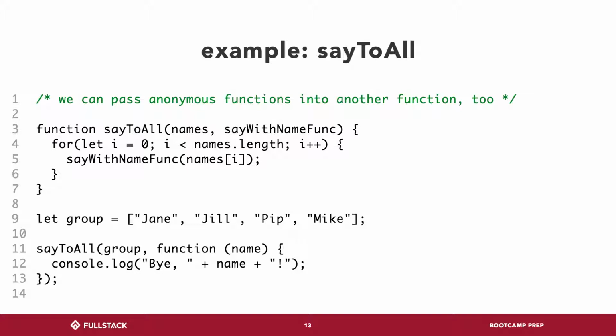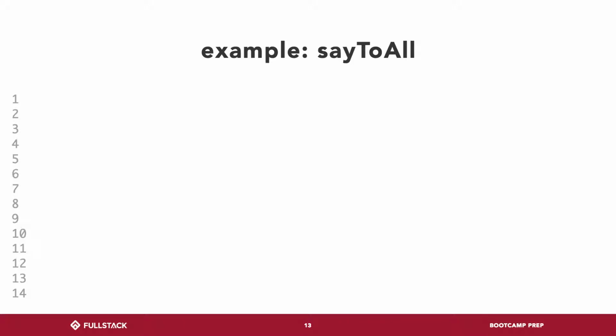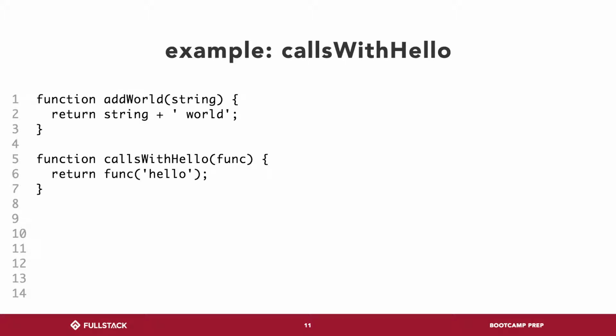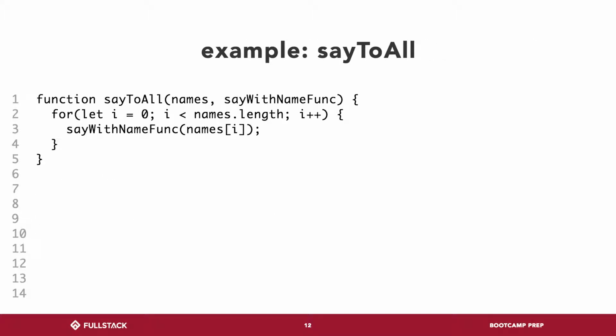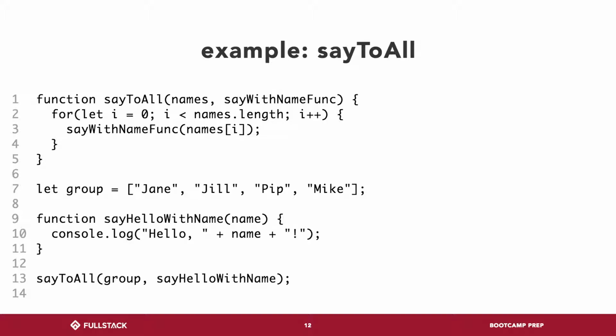We can also use anonymous functions, which is to say a function that hasn't been defined before, but is being passed directly into a function that takes a function. So we have that same function, say to all. This function is exactly the same on line 3, and group is exactly the same. But now, instead of predefining our function, what was that function called on the last slide? It's a bit of latency, sorry. It's say hello with name.